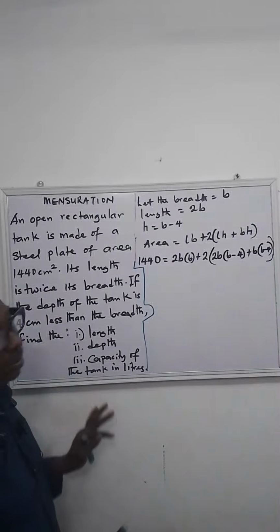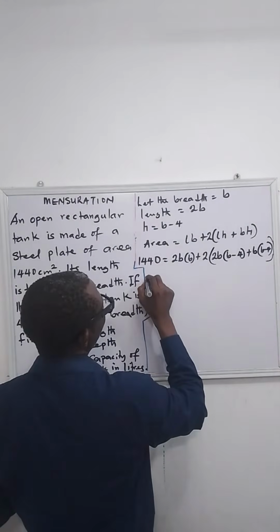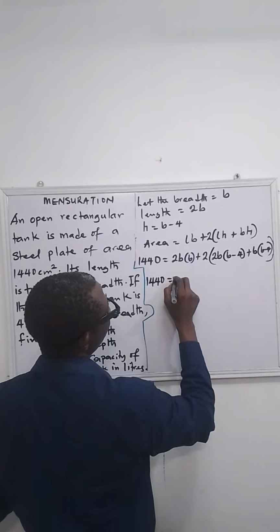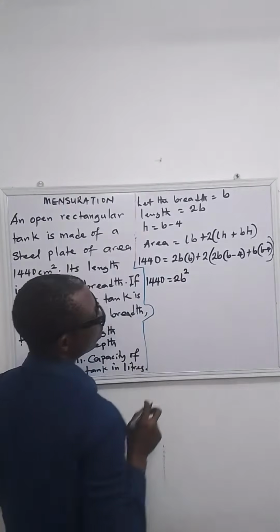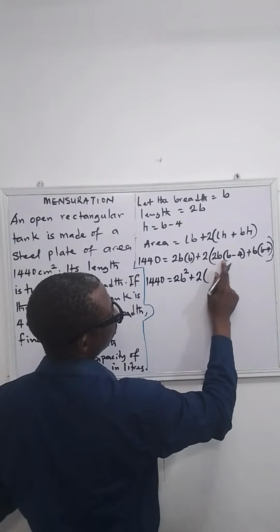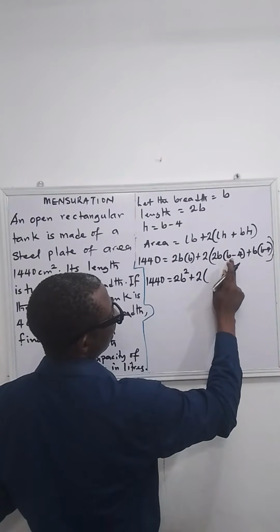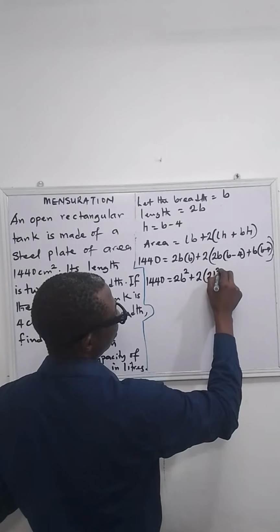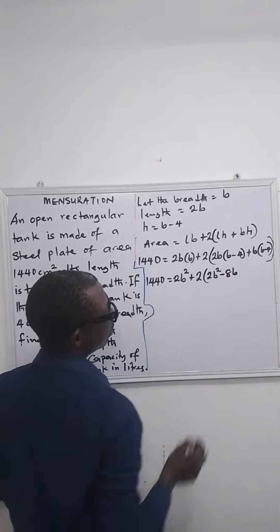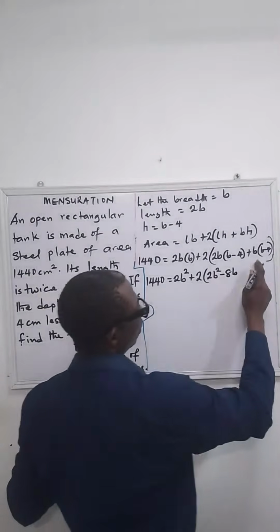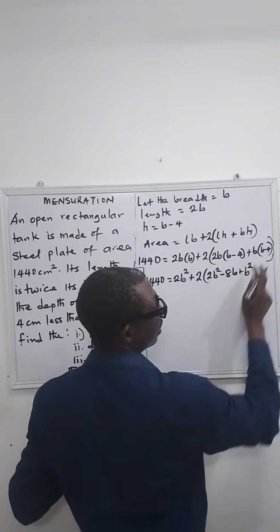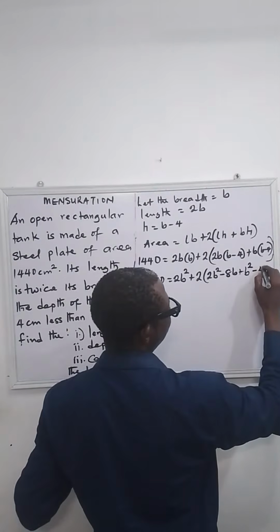Okay, let's tidy up things. So we have 1,440 equals 2b squared plus 2. Now let's open the bracket here. 2b times b, we have 2b squared. 2b times negative 4, we have negative 8b. All right, so let's open this as well. b times b, we have plus b squared. b times negative 4, that's negative 4b.